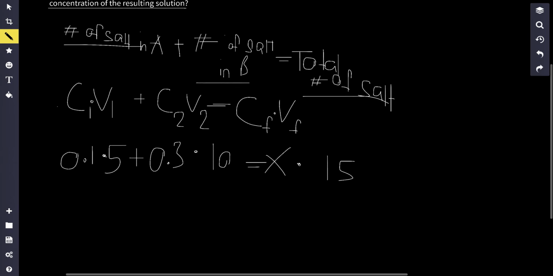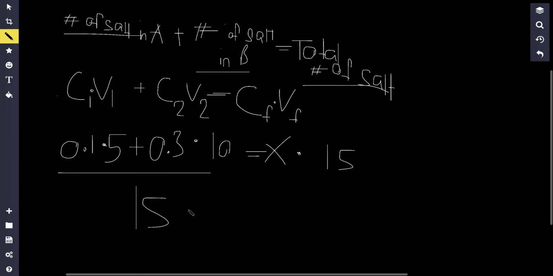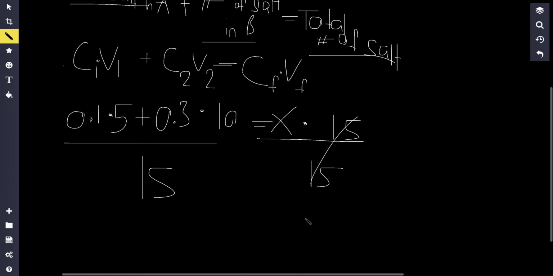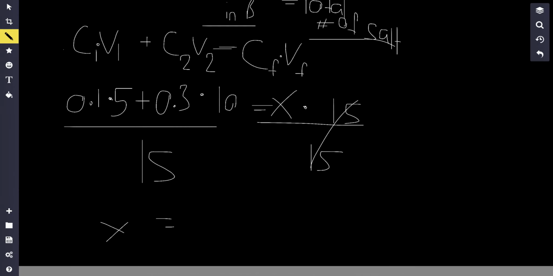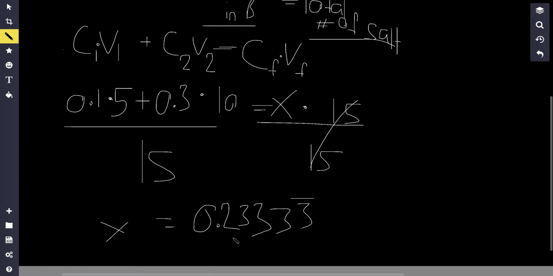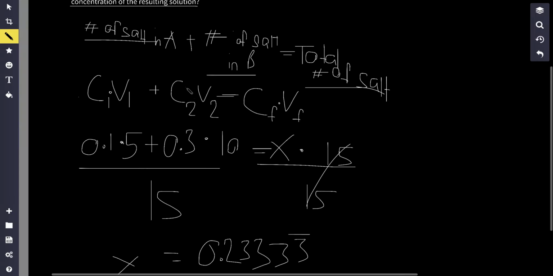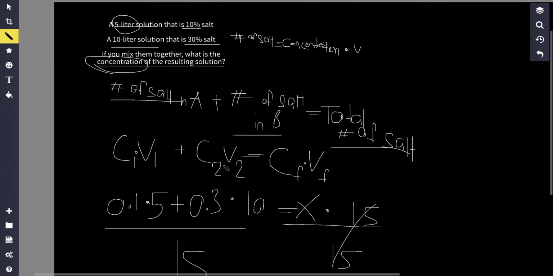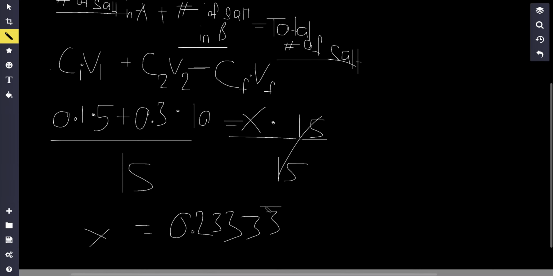And then all I have to do is just solve for x. So I'll just divide everything here by 15. This cancels out, and I get that. All right, so I actually get a little decimal here. I get 0.2333, and it just keeps repeating. So my final concentration is going to be equal to 0.23333 repeating.